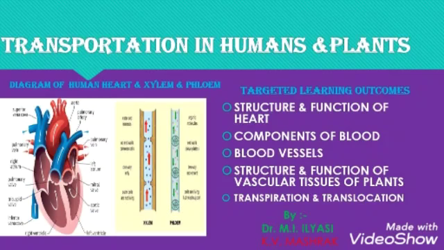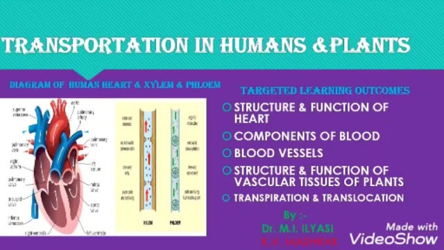Basic differences between xylem and phloem. Xylem carries water and minerals from root to the shoot. It is unidirectional, while the phloem carries food prepared in the leaves to all parts of the body. So, the direction is bidirectional.